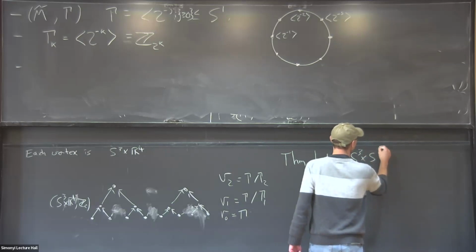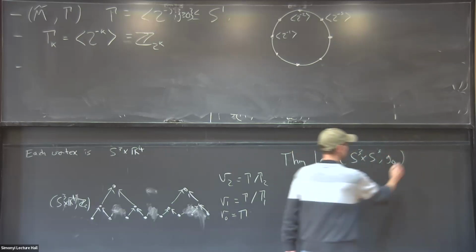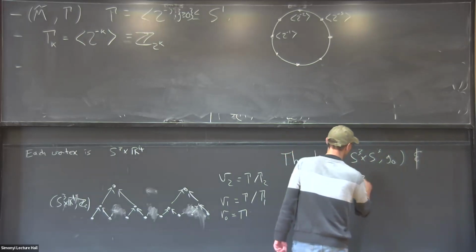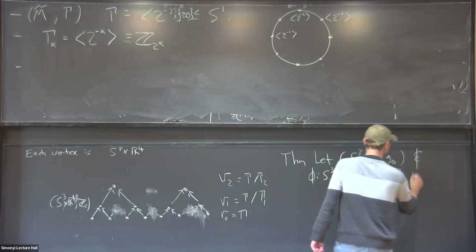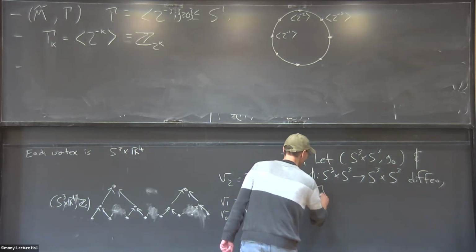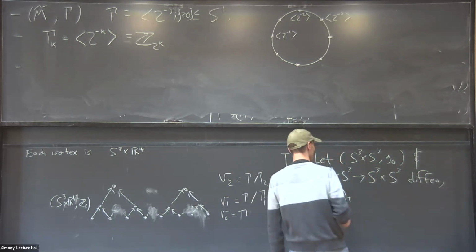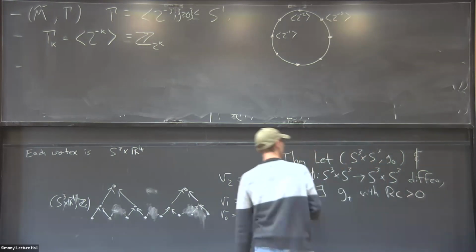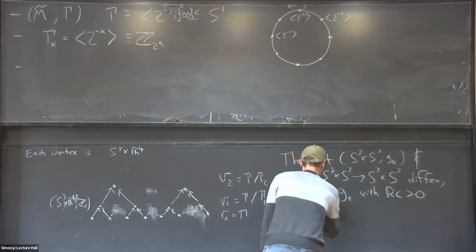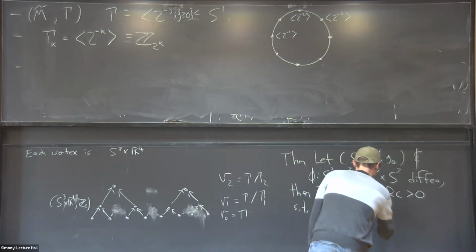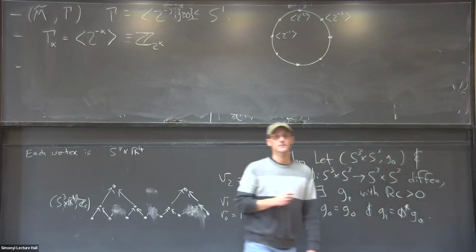S3 cross S3, with the standard metric. You need a diffeomorphism, if an equivariant version was necessary. Then there exists a family of metrics g_t of strictly positive Ricci on S3 cross S3 such that g_0 is the standard metric on a 3-sphere, and g_1 is the pullback of the standard metric by this diffeomorphism.